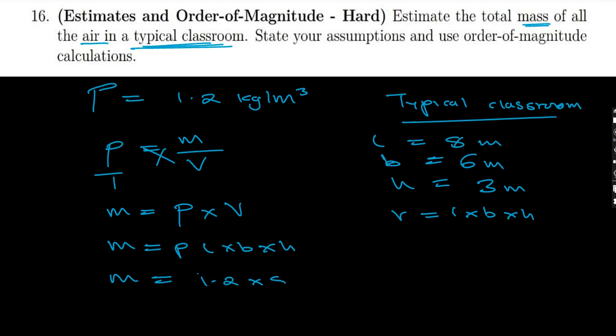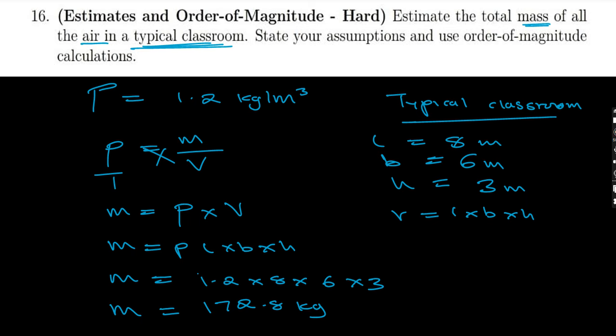Our length is 8, our width is 6, and our height is 3. Okay, multiplying this out, we are going to have our answer of 172.8 kg, because we are finding mass there.